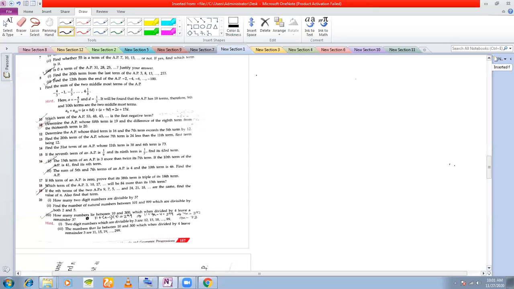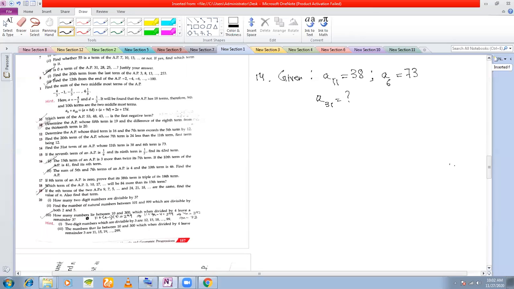In number 14, the question is: find the 31st term of the AP whose 11th term is 38 and 6th term is 73. So the 11th term is given to you as 38, and the 6th term is 73. Okay, 11th term is 38 and 6th term is 73. You need to find out the 31st term. So you need to find out A31.